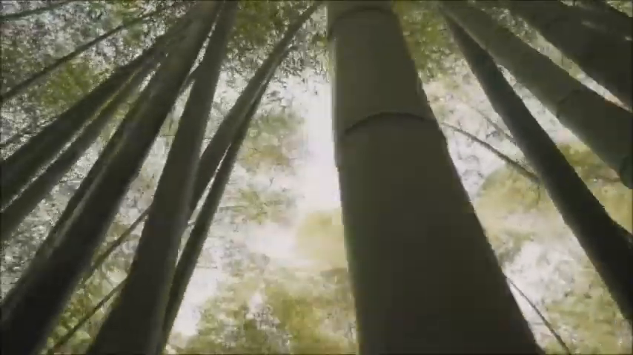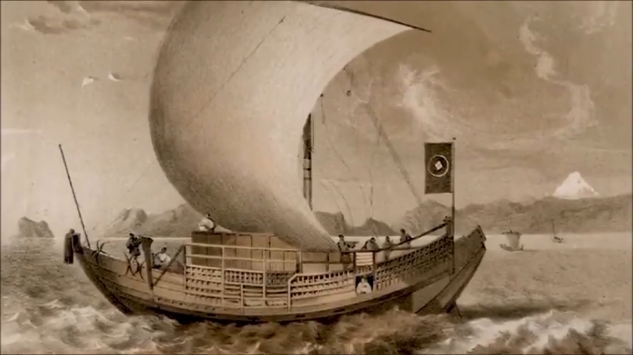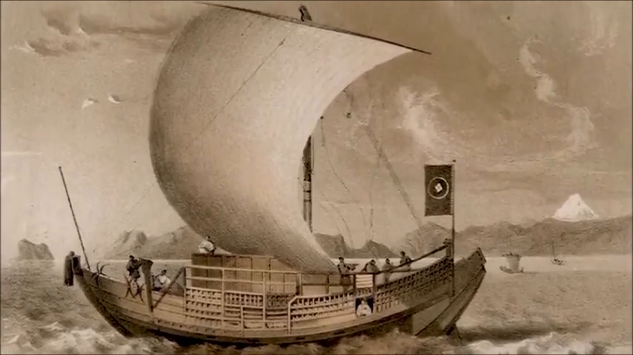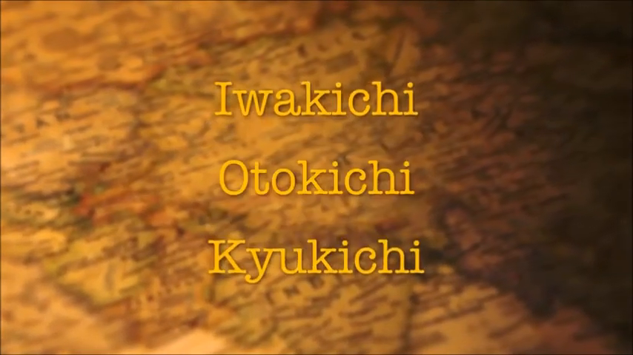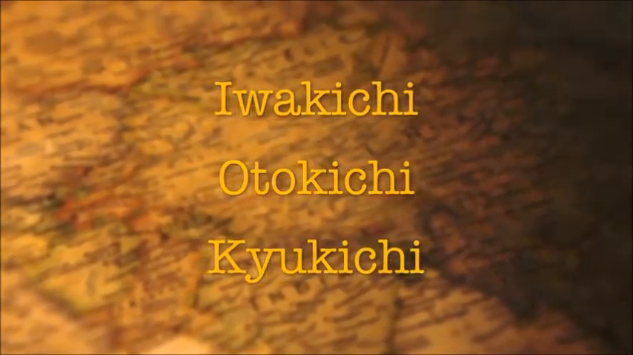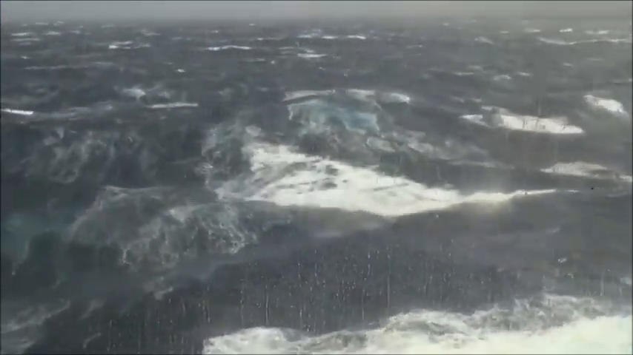Before we get talking about ancient East Asians traveling to the Americas, I want to give a brief summary of the story of the three Kichis. You see, while serving as crew members on a rice transport ship, 3 Japanese men, Iwakichi, the ship's navigator, Kyukichi, an assistant cook, and Odokichi, another assistant cook actually, and 11 other men encountered a storm in the western Pacific, off the coast of Japan.